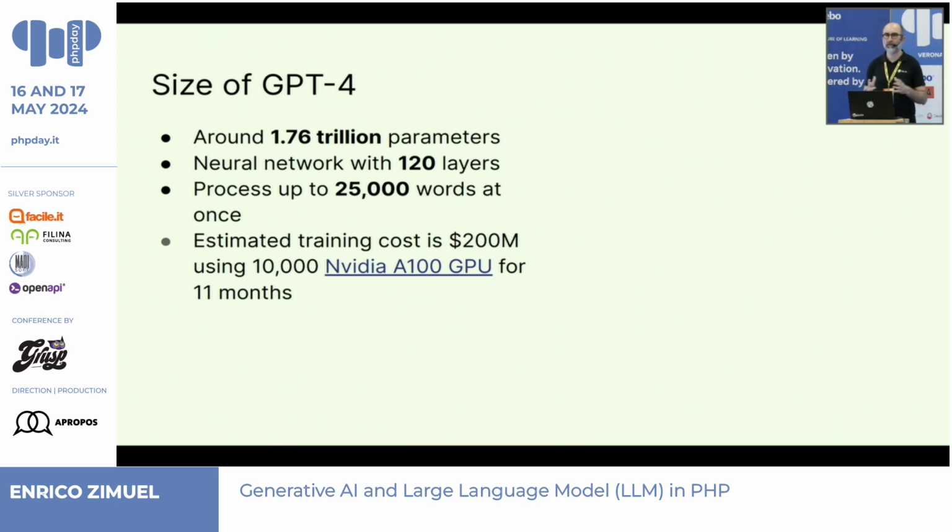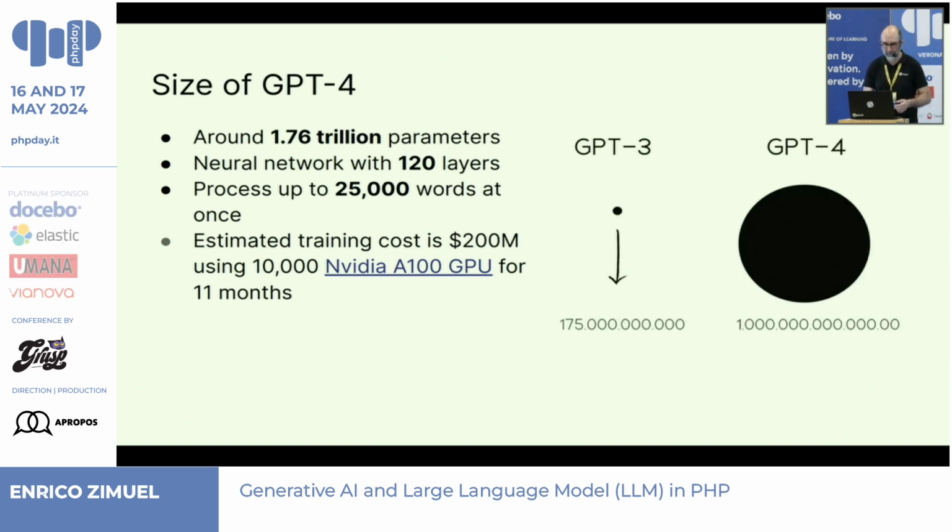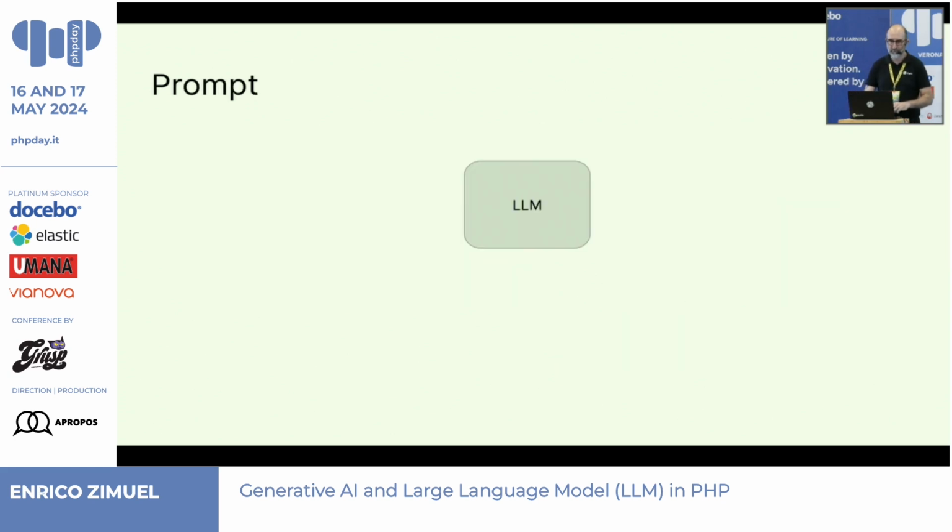So, long story short, these models require a lot of power, a lot of GPUs. It costs a lot. So only big tech can afford this. That's why the majority of the models came out from Google, Microsoft, OpenAI, Meta, etc. This is the size, if we compare GPT-3 and GPT-4, just to give you a picture.